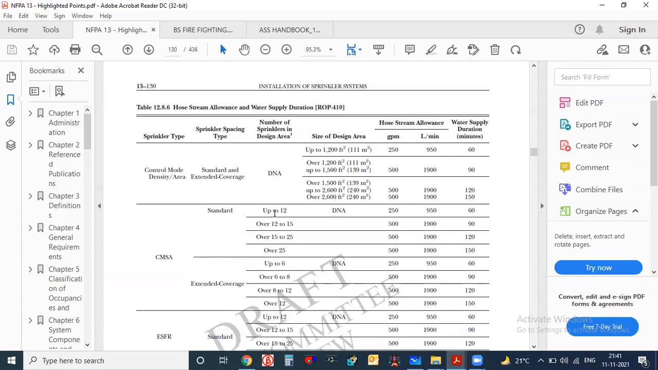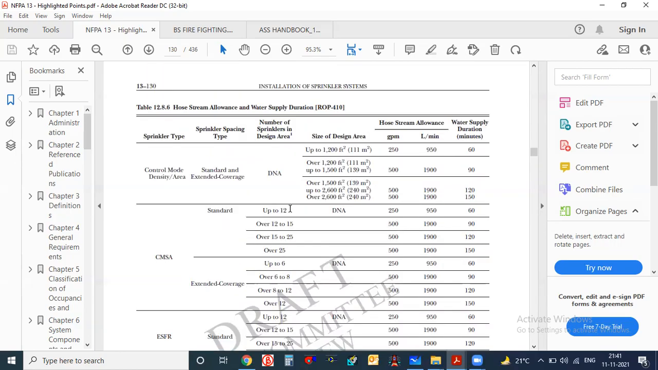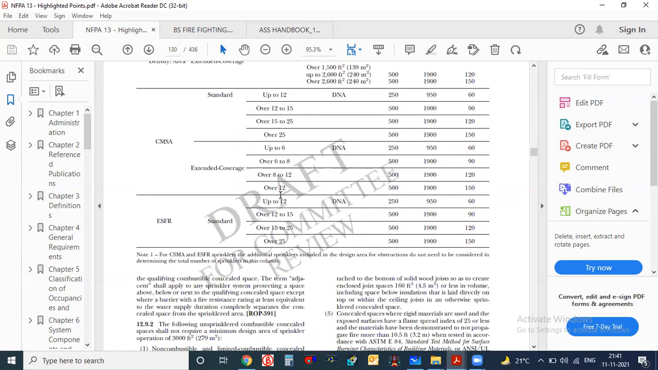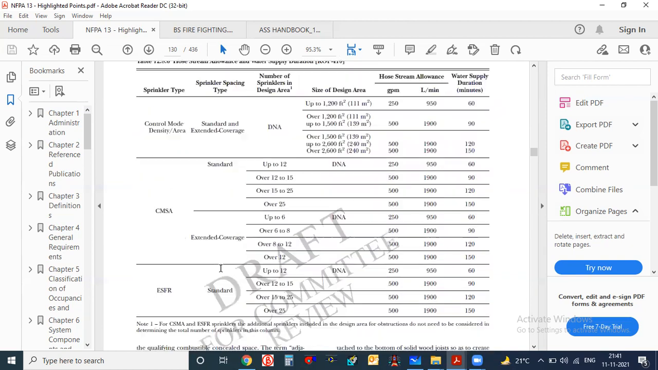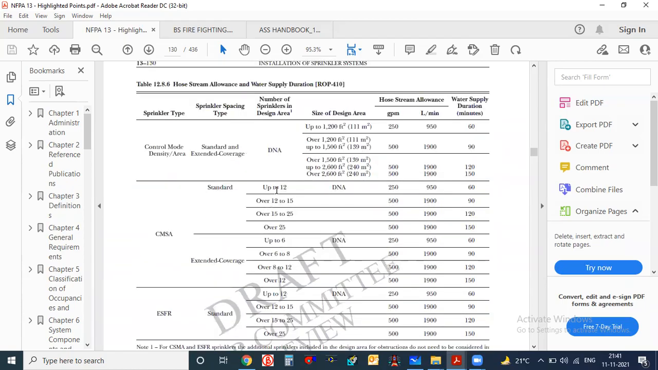Okay, and what is the DNA? DNA under size of design category. DNA, design not applicable, I think. Maybe it is not given here. Now, what does it mean? It means in your design area, you have to consider 12 sprinklers.